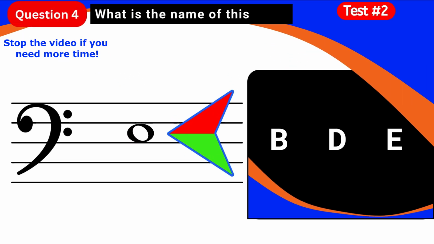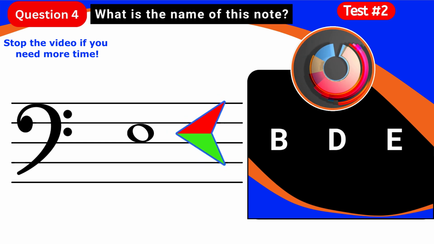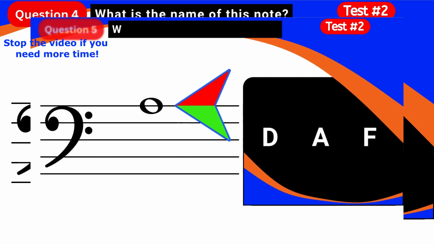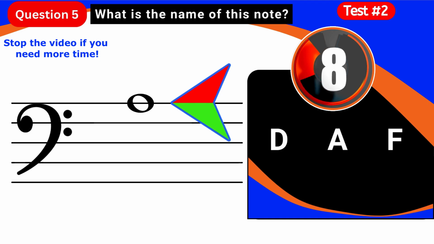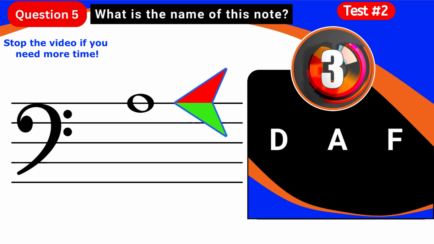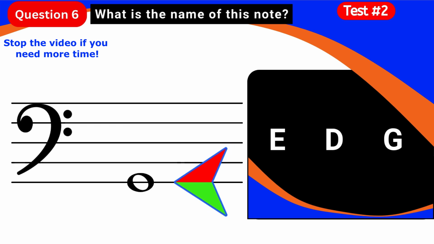Question 4. What is the name of this note? B, D, or E? Question 5. What is the name of this note? D, A, or F? Question 6. What is the name of this note? E, D, or G?